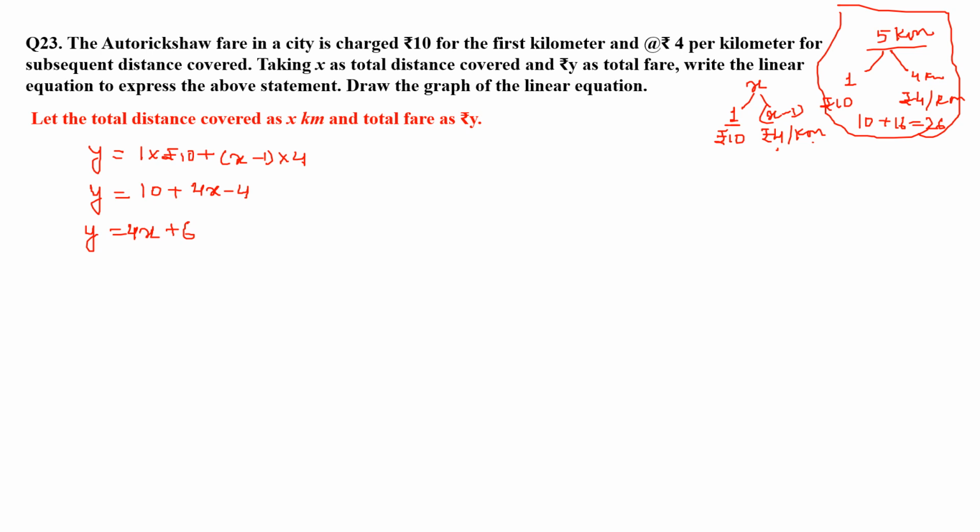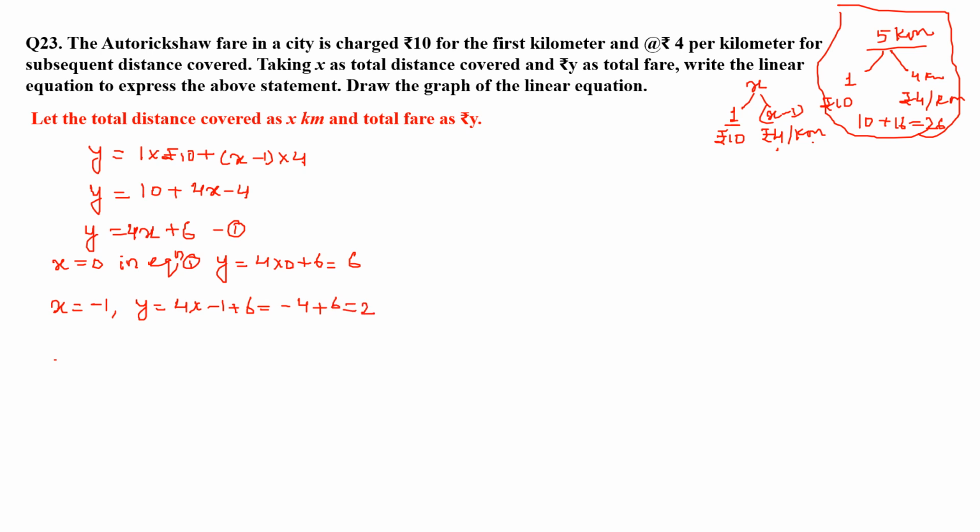So to plot the graph, minimum 2 coordinates are required. So first I am going to put x as 0. Let me write this as equation 1. In equation 1, my y coordinate will be 4 into 0 plus 6, which will give me 6. Next I am going to put x as minus 1. So y will be 4 into minus 1 plus 6, which will give me minus 4 plus 6, which is equal to 2.